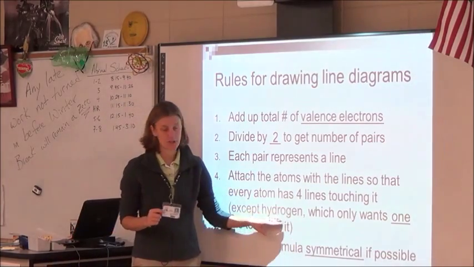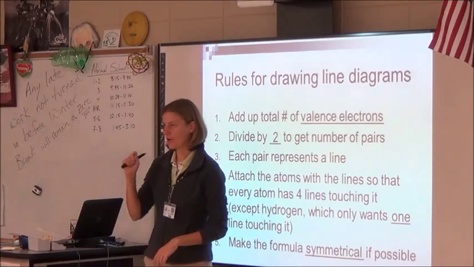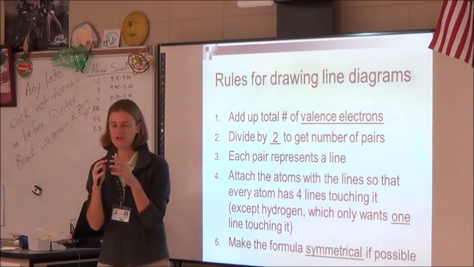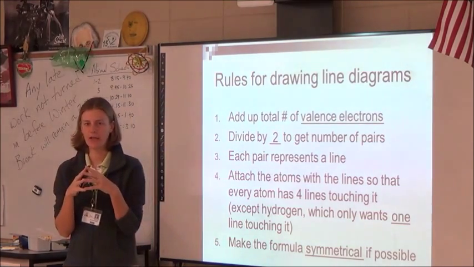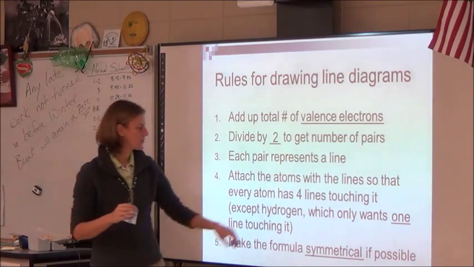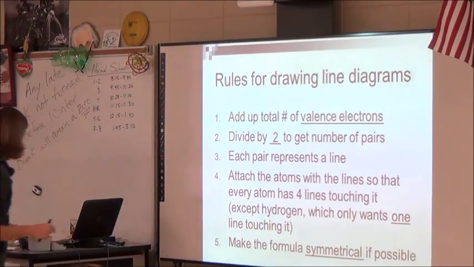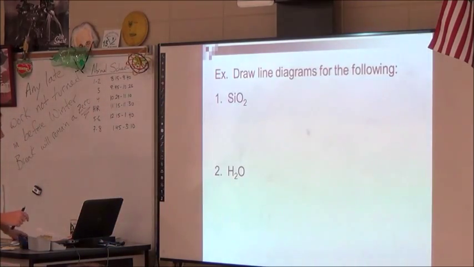Except for hydrogen, which is so small, it's only going to want 1 line touching it, because hydrogen's still in that very first energy level. And how many electrons can fit in that very first energy level? Just 2. So hydrogen only wants 1 line touching it, and then we're going to try to make them as symmetrical as possible. So here we go.